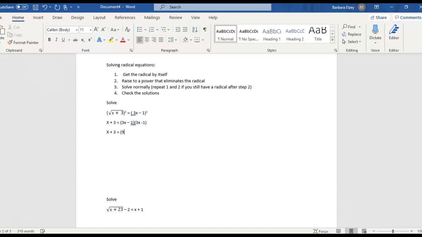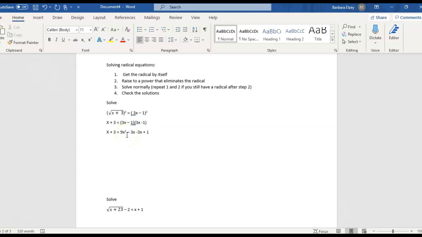3x times 3x is going to be 9x squared. 3x times minus 1 is going to be minus 3x. Minus 1 times 3x is going to be minus 3x. And minus 1 times minus 1 is plus 1. Now, notice I've got a quadratic. I have an x squared.